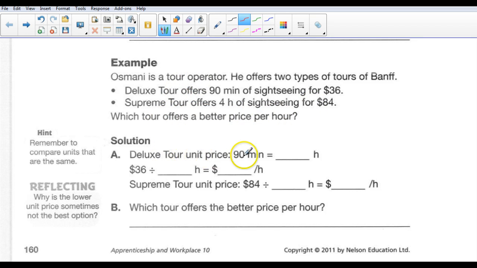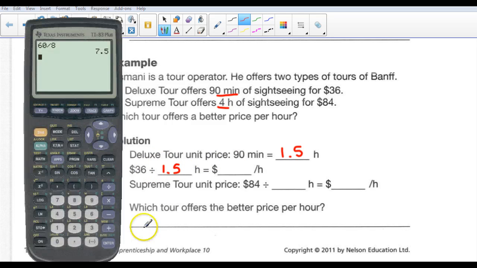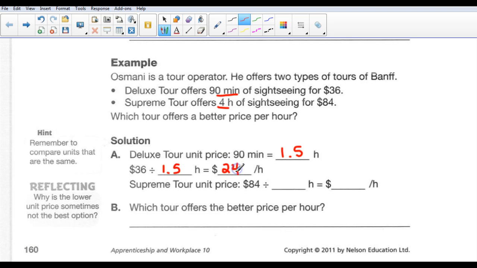Okay, so the Deluxe Tour unit price is 90 minutes. Well, 90 minutes, we have to get that into hours because we can't have 2 different units. We can't be talking about hours here and minutes here. We have to convert one or the other. So let's convert 90 minutes to hours. Well, 90 minutes we know is 1.5 hours. Okay? 36 divided by 1.5, so let's do that on the calculator, and it costs $24 per hour. That's what he's charging, $24 an hour for the Deluxe Tour.